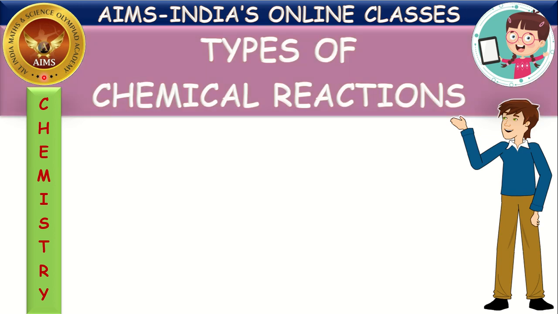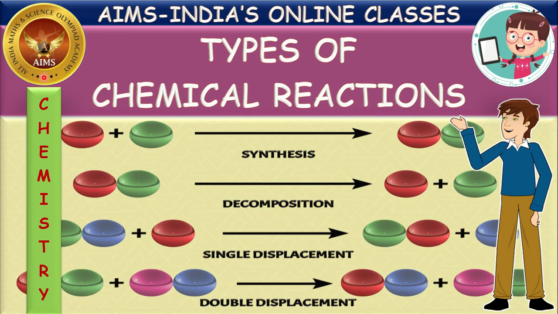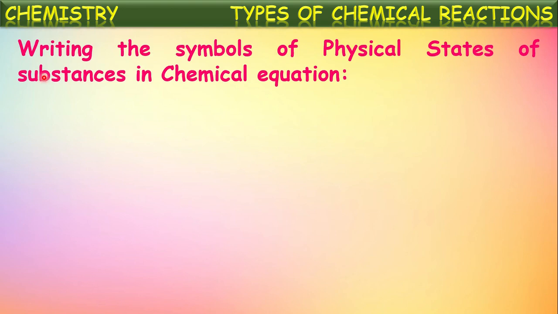Here we are discussing types of chemical reactions. In this session we are going to see different types of chemical reactions. First, let us see about writing the symbols of physical states of substances in a chemical equation.